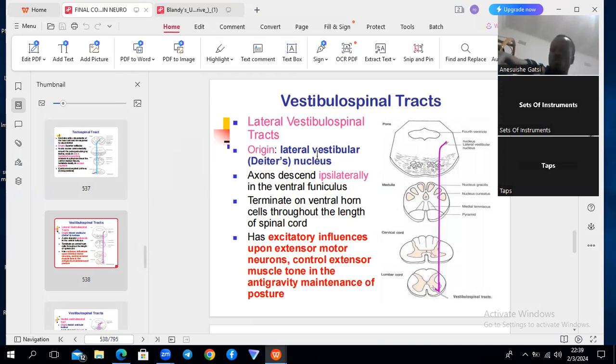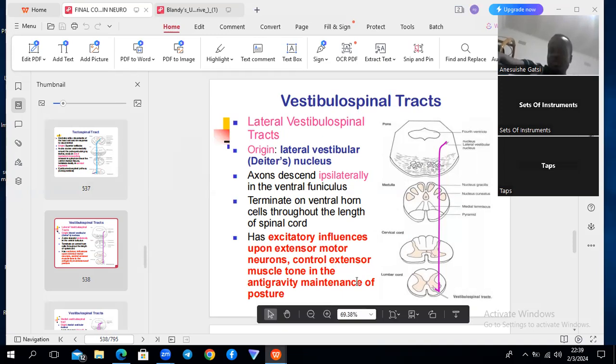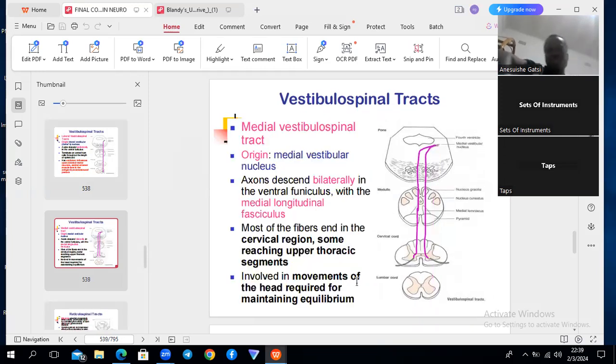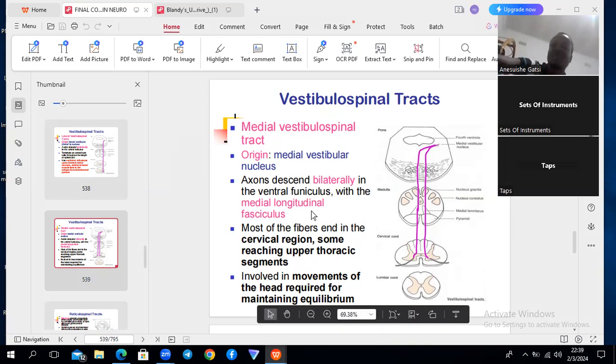This will mostly control the extensor muscles, which are your anti-gravity muscles. When I said medial vestibular nucleus, this is not really for you guys, but when you do the brainstem, remember I said we have 4 vestibular nuclei. The lateral vestibular nucleus gave us the lateral vestibulospinal tract. On the other hand, the medial vestibular nucleus gives us the medial longitudinal fasciculus.